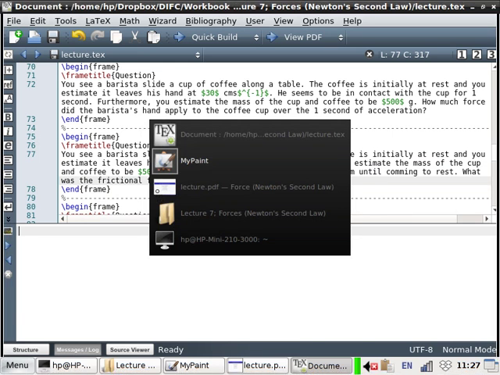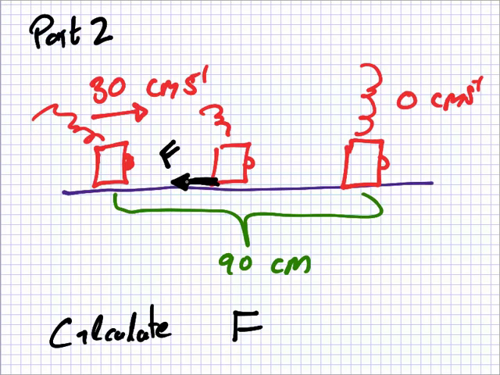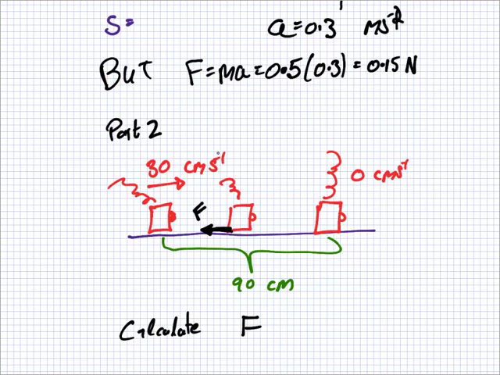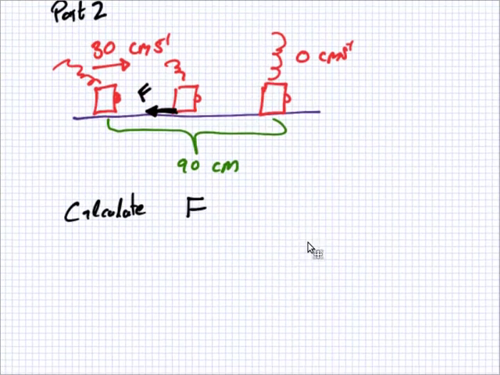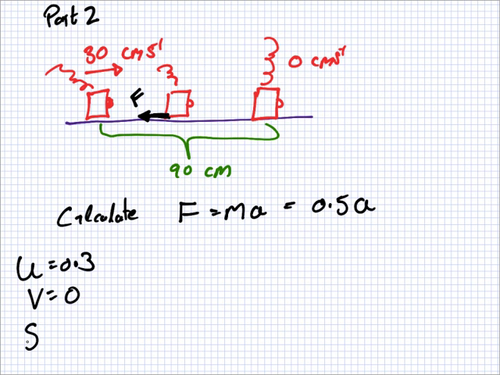Okay, ready? Right, so I think this is okay. It's kind of similar to the last one. F equals ma, which equals 0.5a. So we have to find the a again. The u is 0.3, the v is 0, the a we don't know, the t we don't know, the s we do know. It's 0.9. What will give us the a?